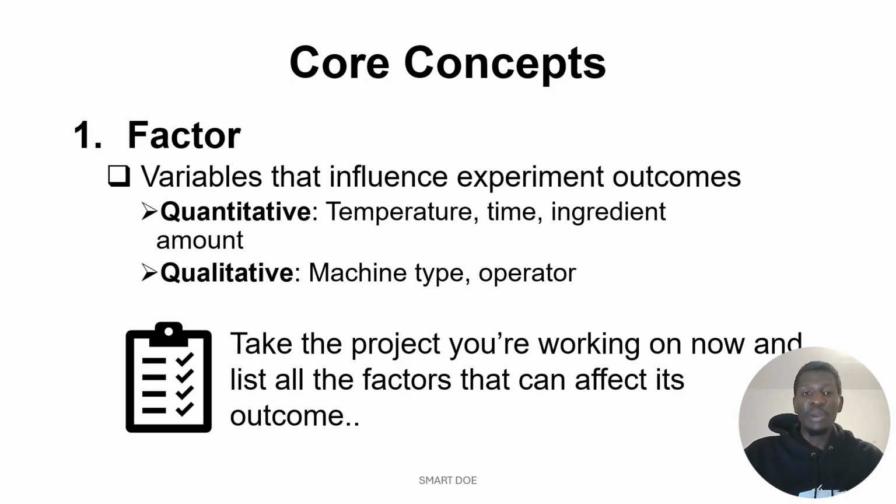In experimental design, it's always the first thing to do when you want to conduct your experiments, because you have to identify all the factors that can potentially influence the outcome of that experiment. Looking at the project you are working on at the moment, can you identify all the factors that will influence the outcome of that experiment or project? Just take a quick overview of what you're working on and see if you can identify all the factors that can influence that process.